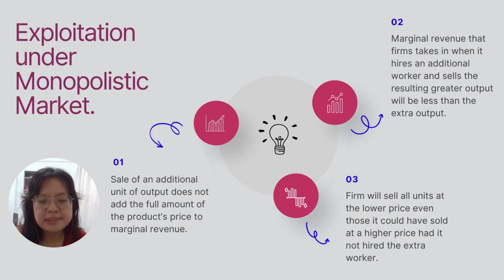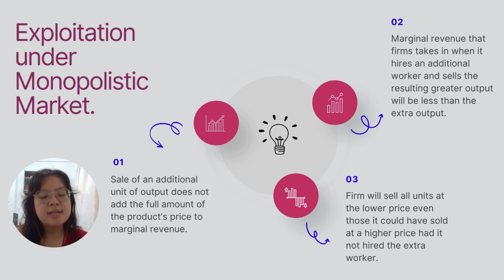In this section, I'll be explaining why exploitation happens under the monopolistic market. The first point is that the sale of an additional unit of output does not add the full amount of the product price to the marginal revenue. In a monopolistic market, a seller has a lot of control over the price of their product due to lack of competition. So when a monopolistic firm decides to sell an additional unit of its product, it doesn't necessarily receive the full price of that product as additional revenue.